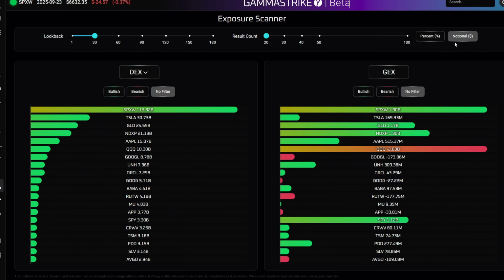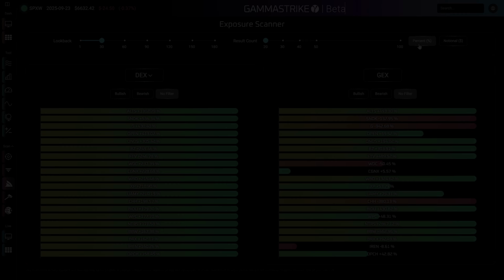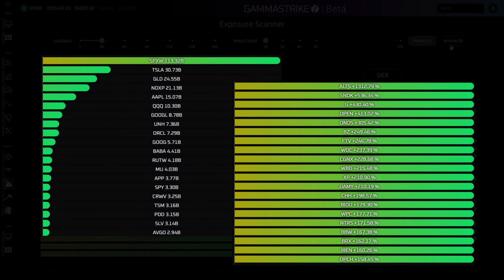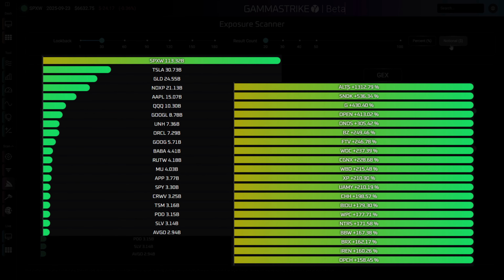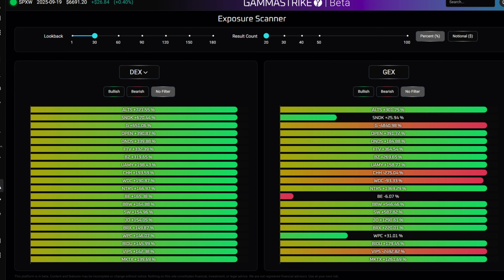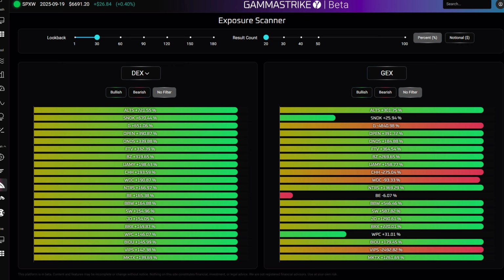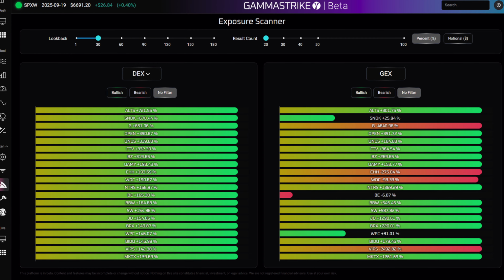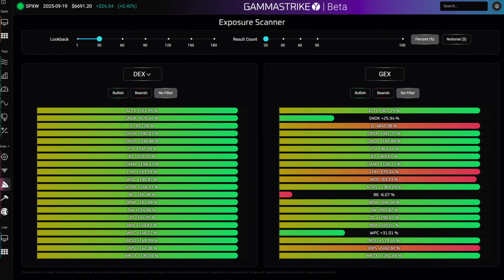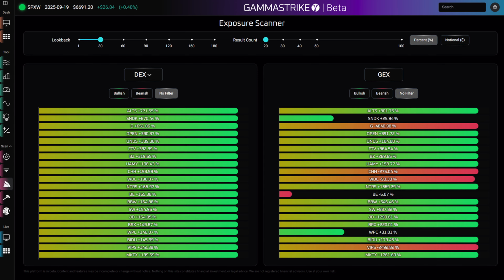This, however, will essentially flip between mega caps for notional and smaller companies for percentage. This is due to larger option chains for mega caps, where a large notional exposure change results in a relatively smaller percentage change, and vice versa for small cap companies.